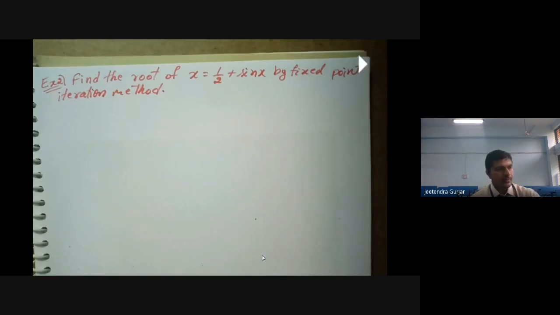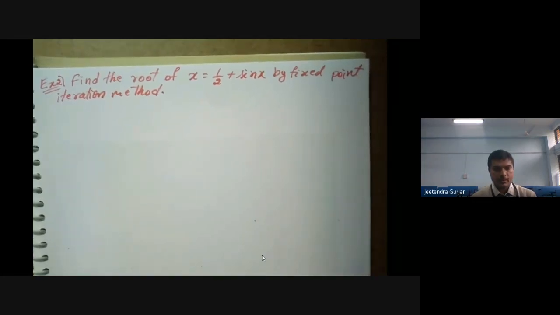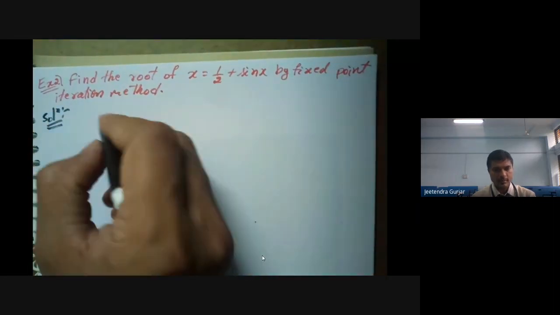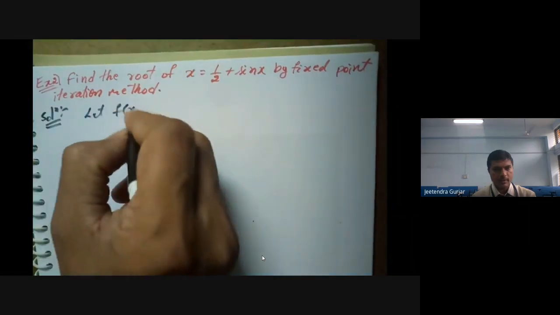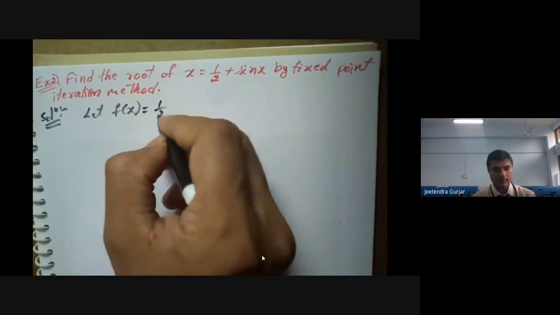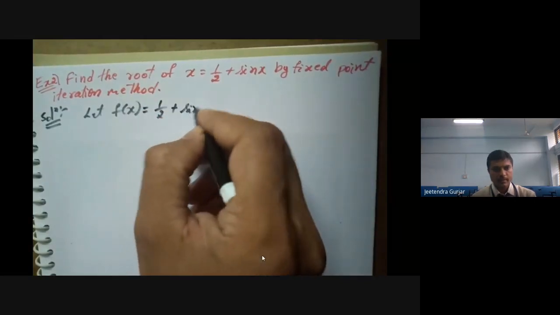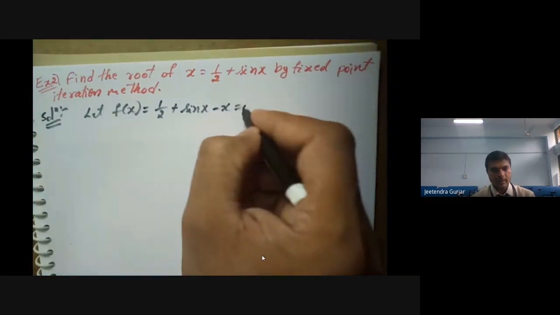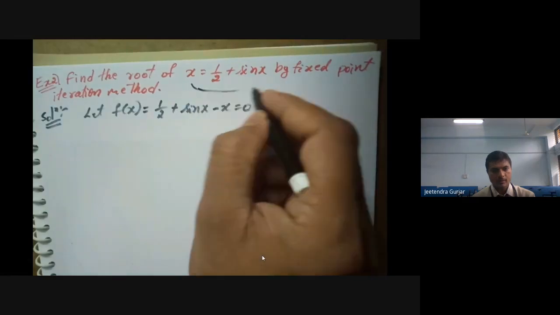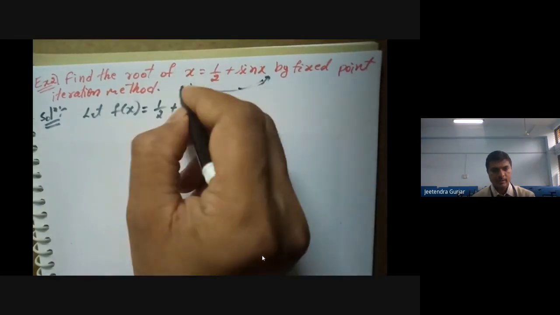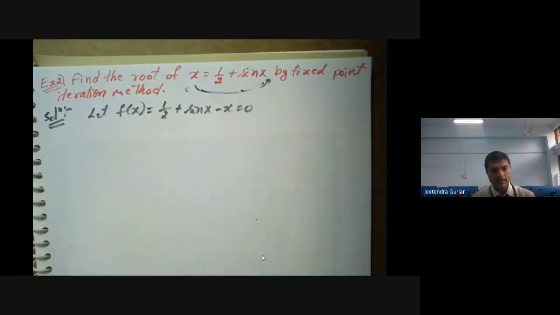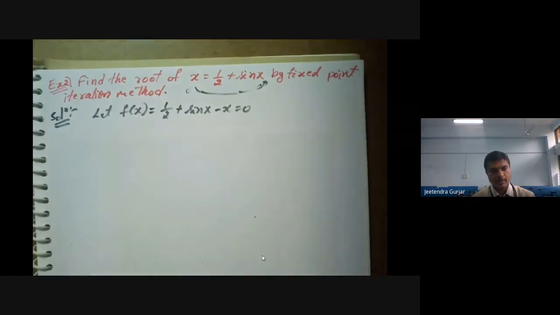We'll start now. Find the root of x is equal to 1 upon 2 times (1 plus sine x), using the fixed point iteration method. This is our equation. So we'll immediately start with f of x. The given equation is not f of x, so I will convert it to 1 upon 2 plus sine x minus x equals 0. I will bring this x to the RHS side, so the LHS will become 0. Then this equation is considered as f of x. So the given equation is not f of x; convert it into f of x.